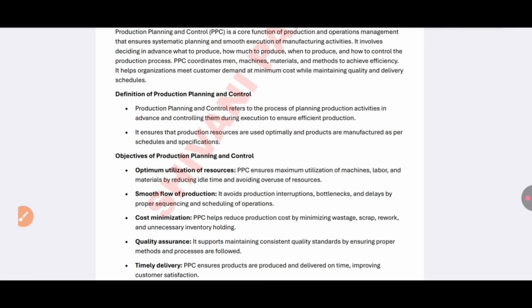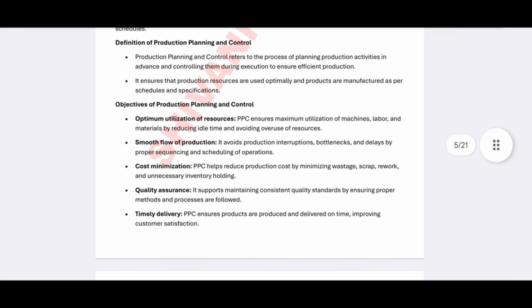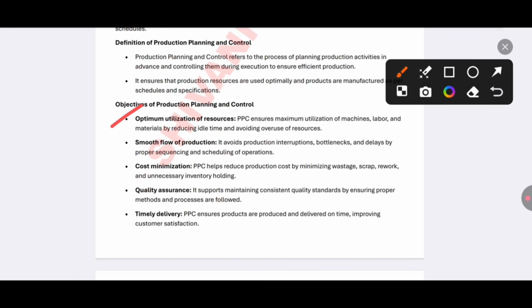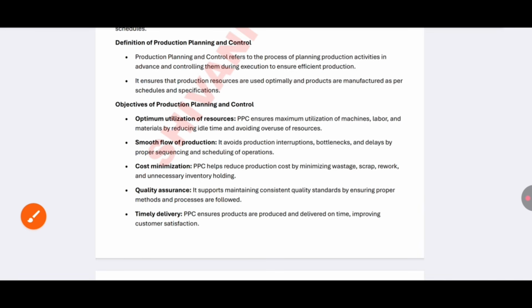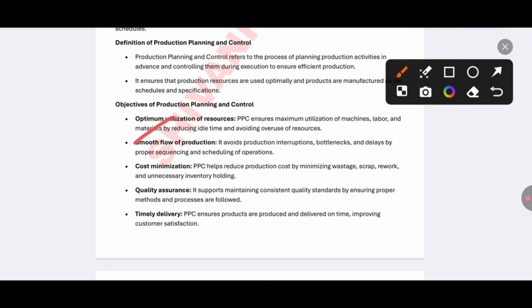Okay, so what are the objectives of production planning and control? First one, optimum utilization of resources, meaning whatever machines, men, labor and idle time are available in our organization are used in a better way, not overused and not underused. Next one, smooth flow of production. It will avoid all interruptions and delays in the delivery system. Everything on time, smooth functioning will be there.